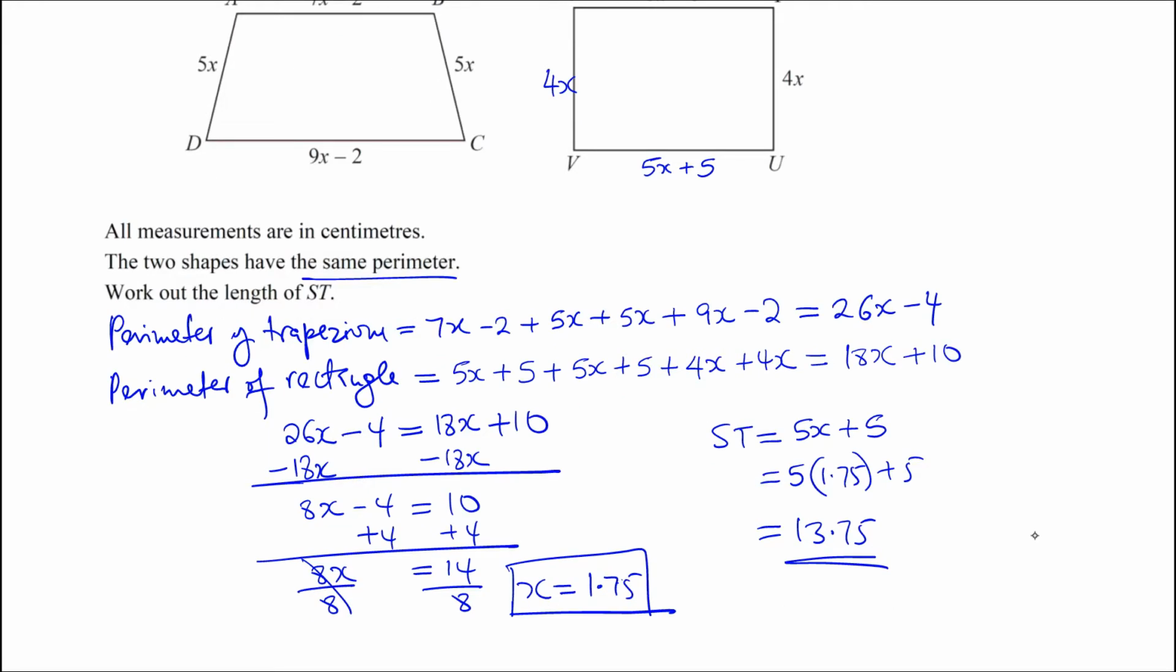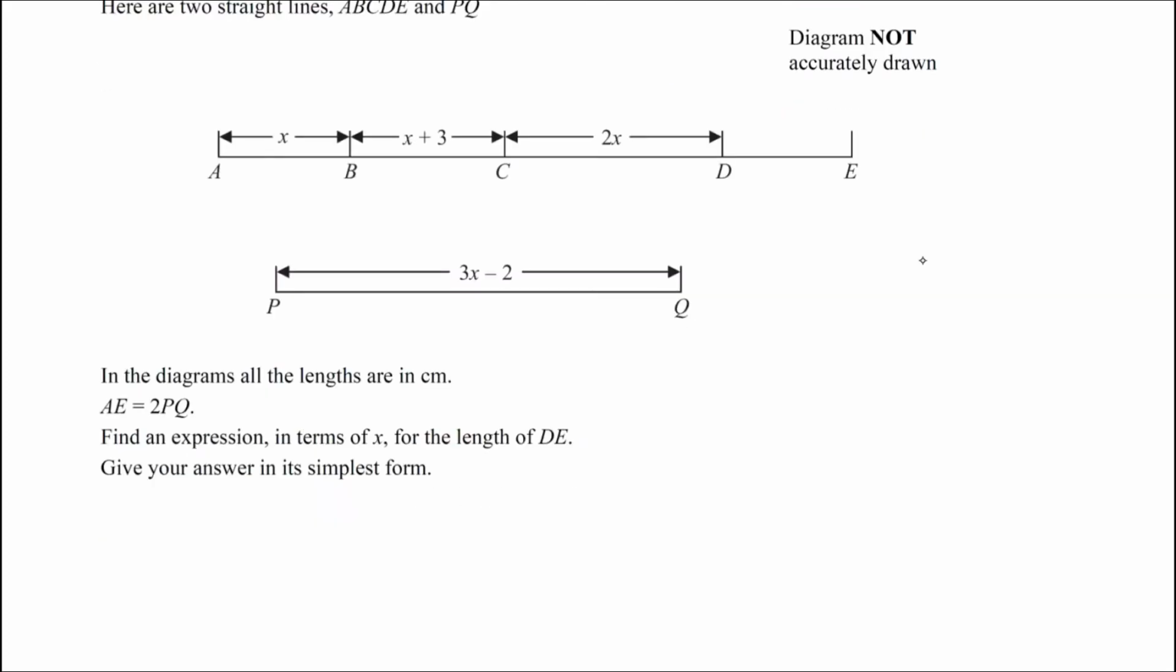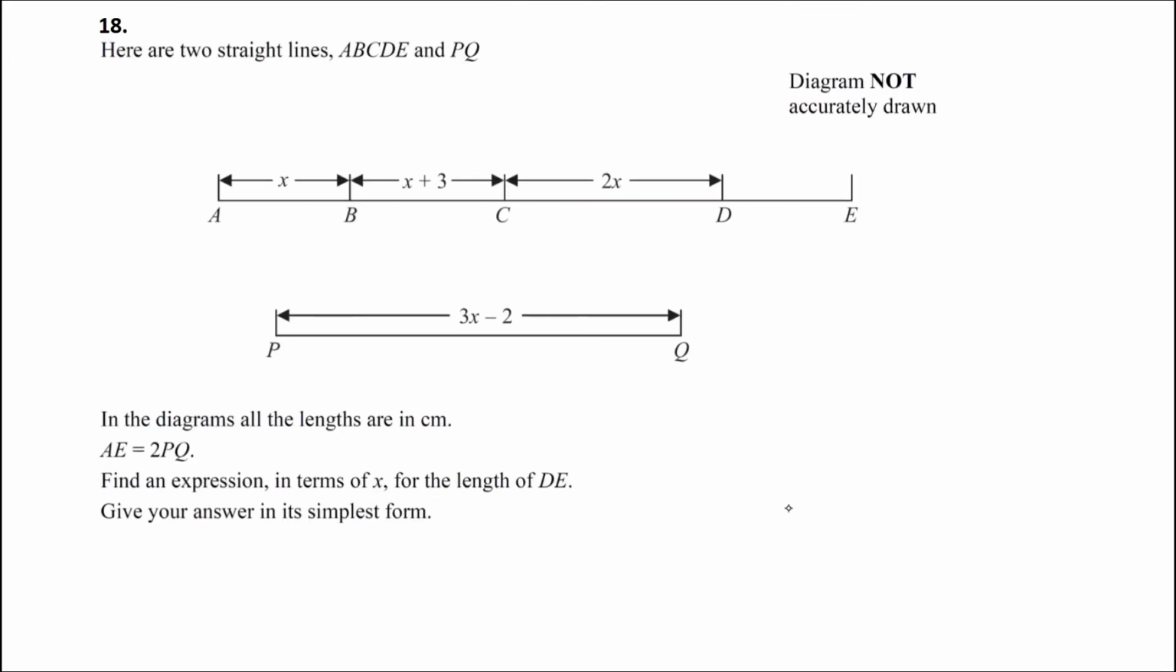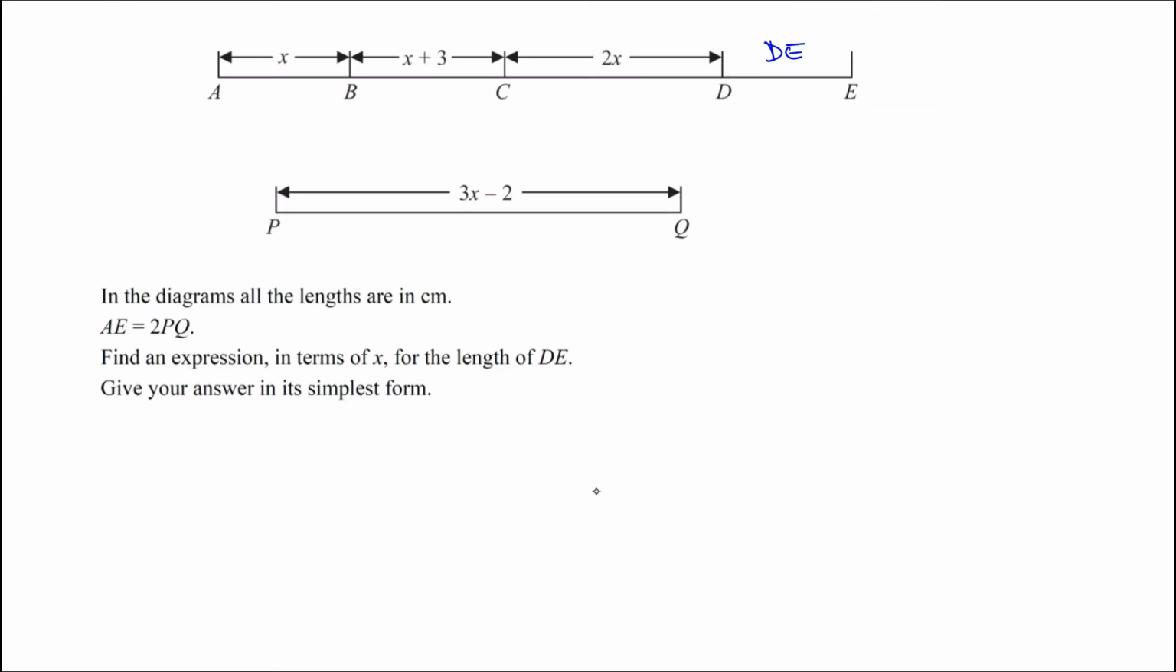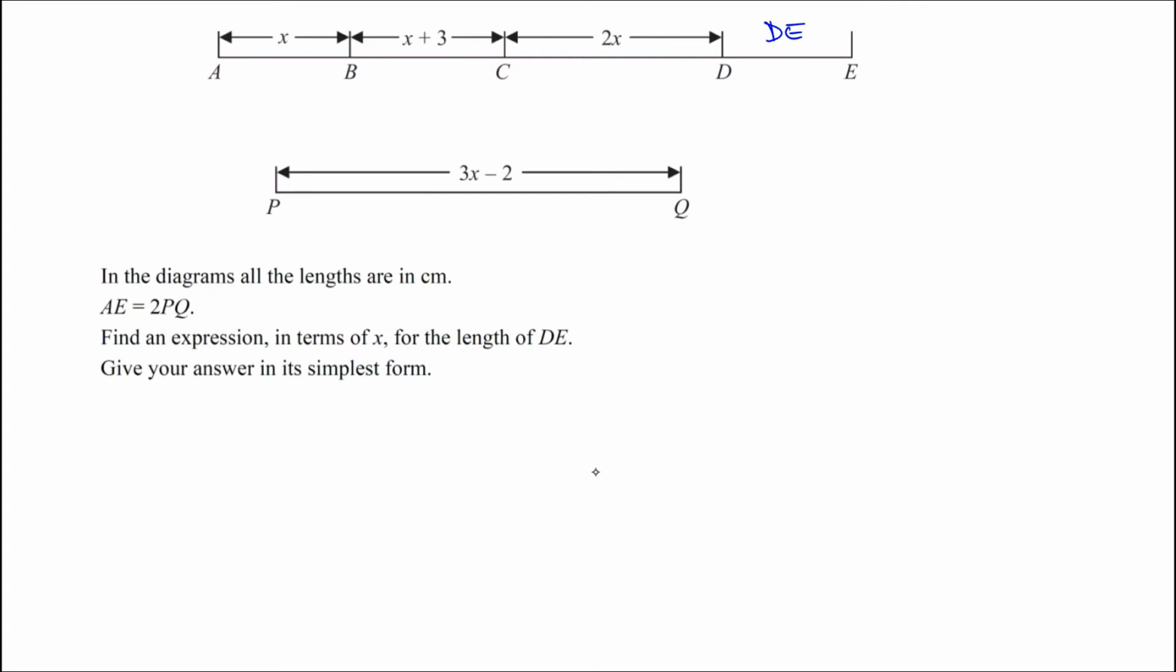Okay, number 18. So in number 18, we have two straight lines, ABCDE and PQ. Here we have an unknown length. Let's just call it DE. Now in the diagrams, all the lengths are in centimeters. AE is equal to 2PQ. So find an expression in terms of x for the length of DE.